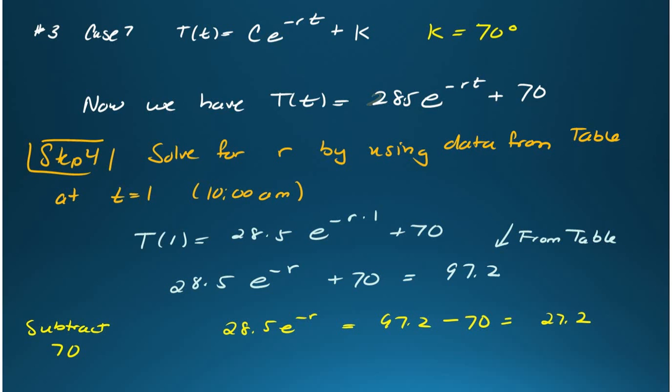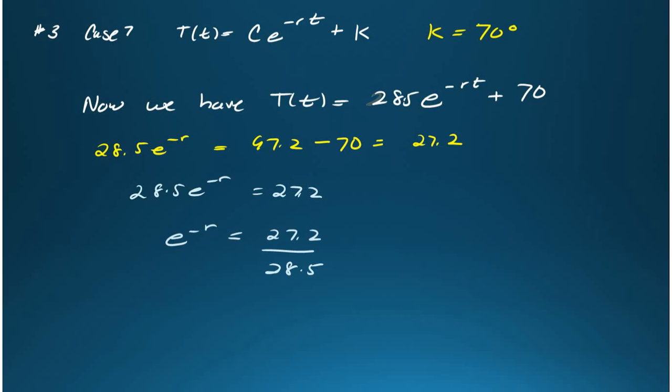Okay, so now I copied this previous formula. We have 28.5 e to the minus r is 27.2. I'm going to divide both sides by this 28.5 to arrive at this expression. And that's around 0.95, not 95. I don't know why the point disappeared here. So I have e to the minus r is around 0.95.